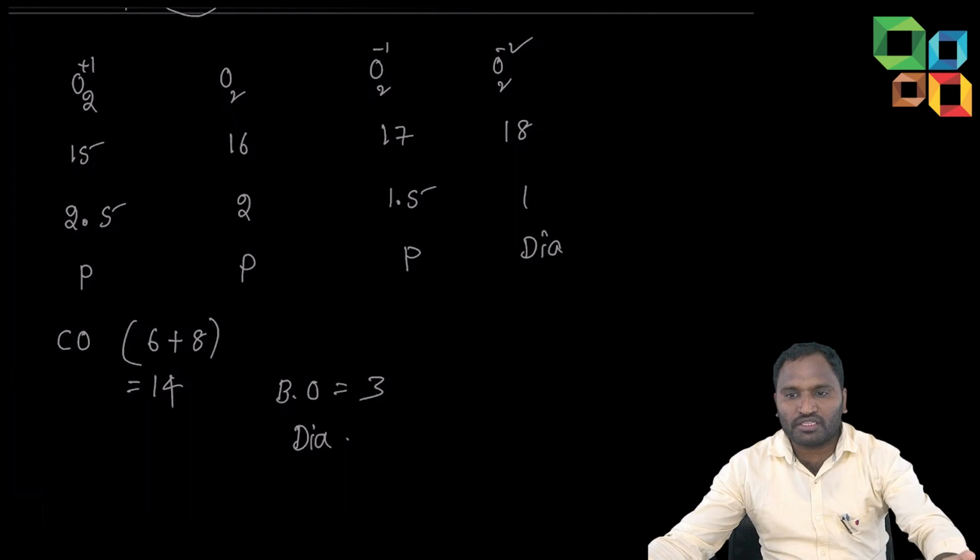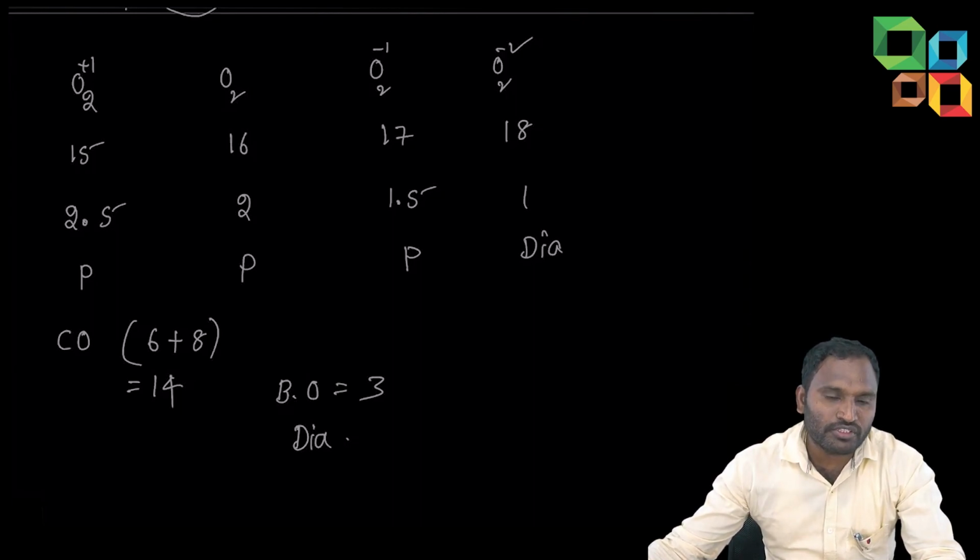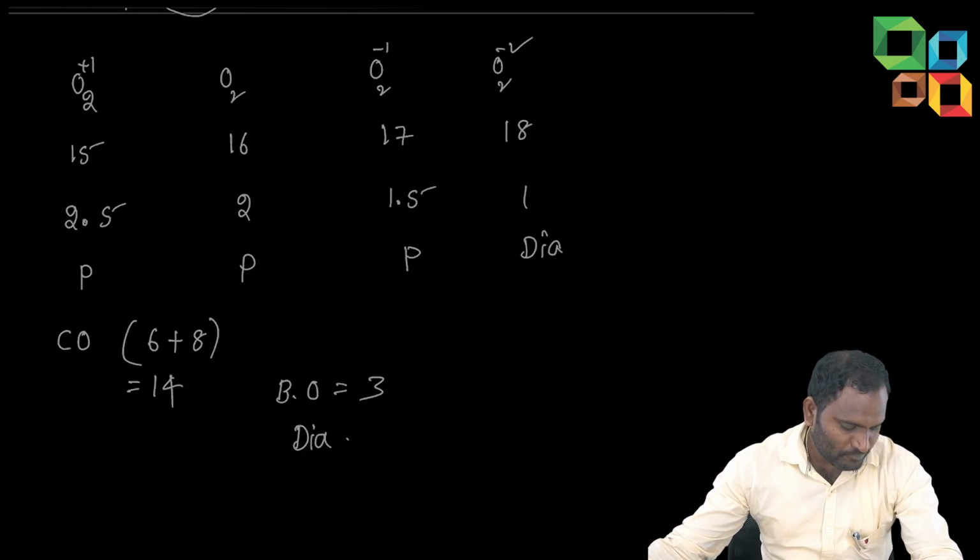So molecular orbital theory explains up to 18 electrons. This table also explains up to 18 electrons, bond order and magnetic nature. If you know bond order, you can find out bond length. You can find out bond dissociation energy. You can also find out stability.